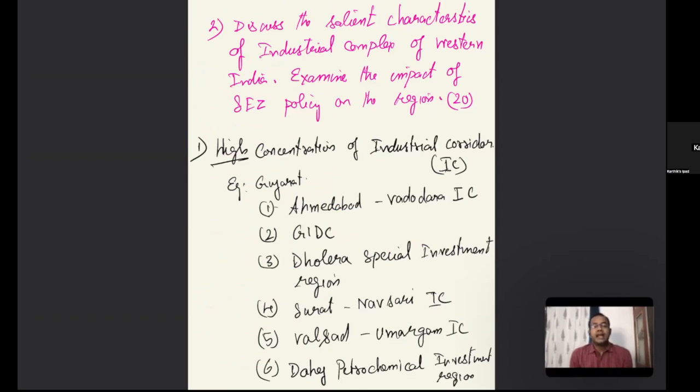Discuss the salient features of industrial complexes of Western India. Examine the impact of special economic policy on the regions. All you need to know is only two things: one, the industrial complex names in the western parts of the country, and also some of the special economic zones, which is very basic, right?